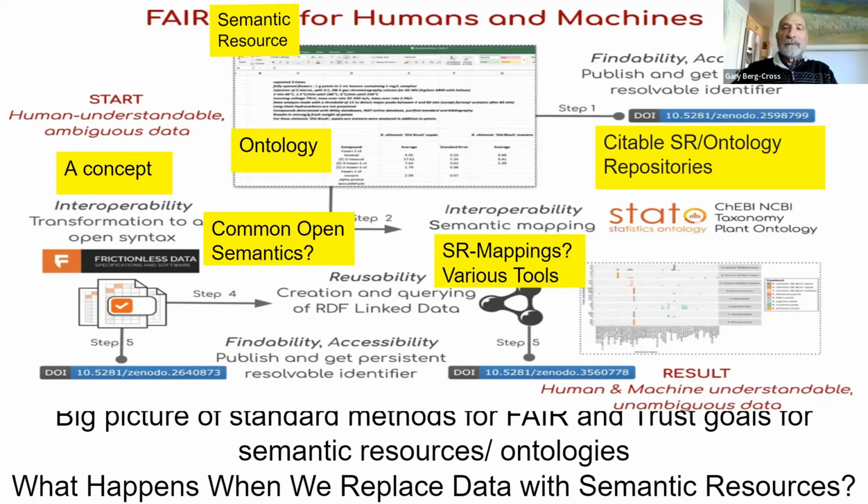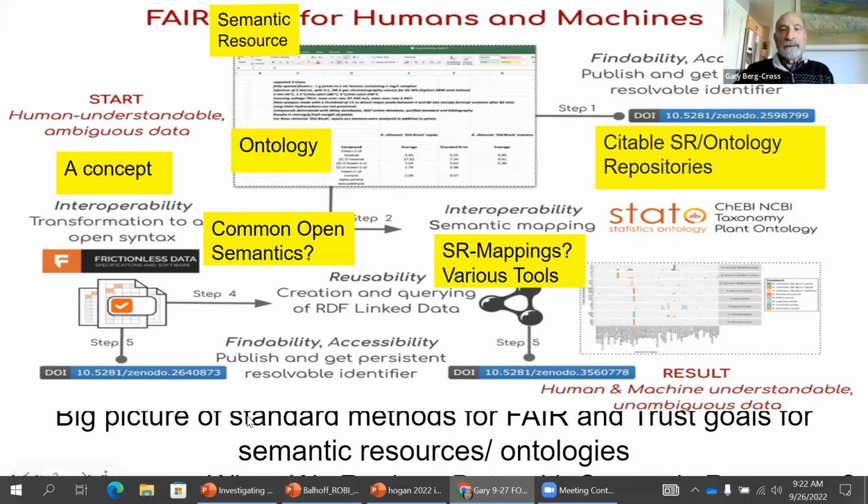Well, for example, on findability and accessibility, we need citable semantic resources, and we need them related because some semantic resources are vocabularies and others are the richer ontologies, and they have to be aligned and related. Interoperability is divided into two parts, and so for data, you want things like an open syntax, but here we want to have common open semantics that can deal with ontologies themselves, semantic resources themselves. And then we need ways of mapping between ontologies and even broader into various semantic resources.